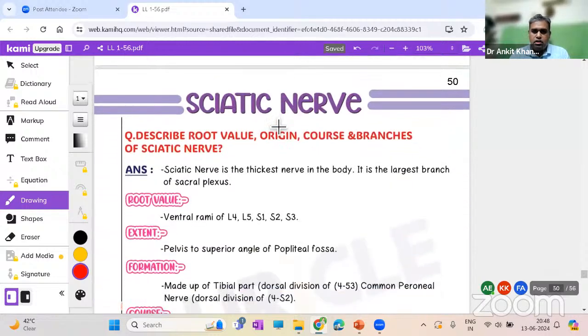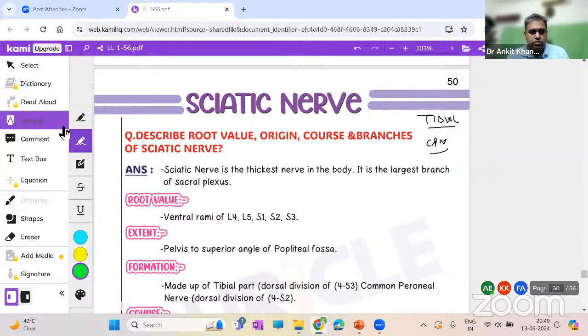Let's move to a very important part over there, that is the sciatic nerve. Sciatic nerve is the largest branch of lumbosacral plexus. It's the thickest nerve in the body. Basically, this nerve is a combination of two nerves. These two nerves are the tibial nerve and the common peroneal nerve. There are two nerves inside one common sheath, that is known as sciatic nerve. If you remember the course, it passed below piriformis and it was under cover of gluteus maximus. This thing we know.